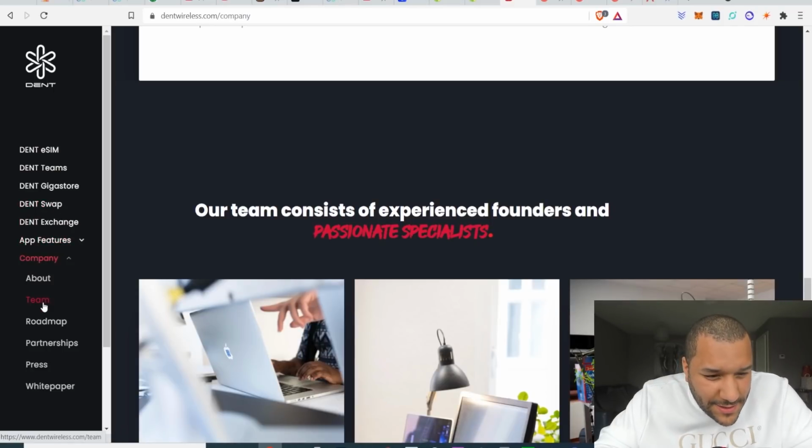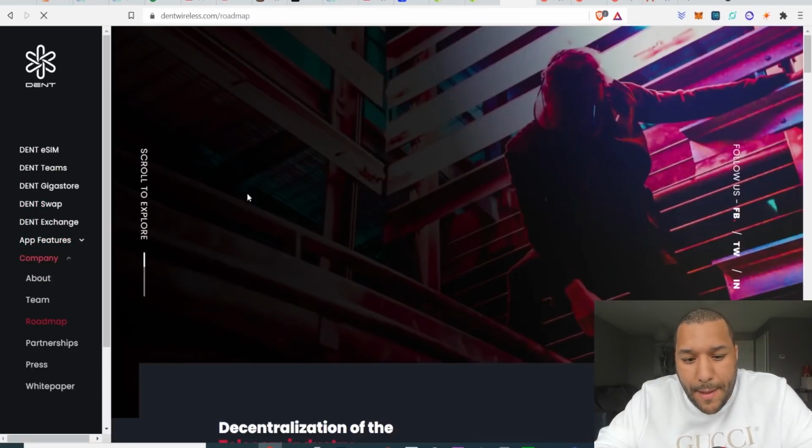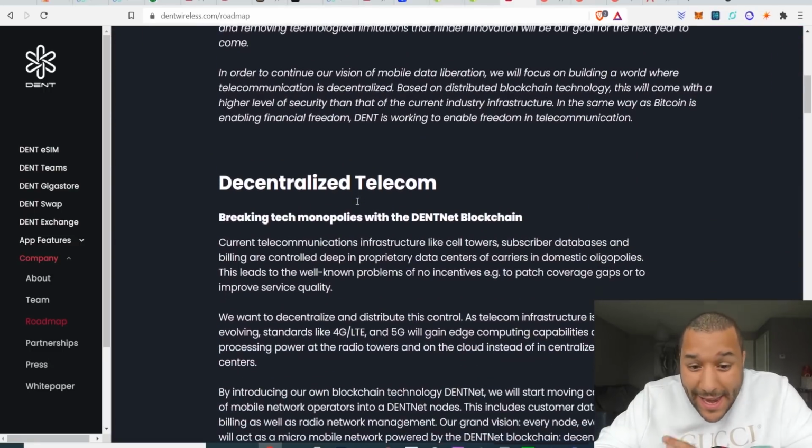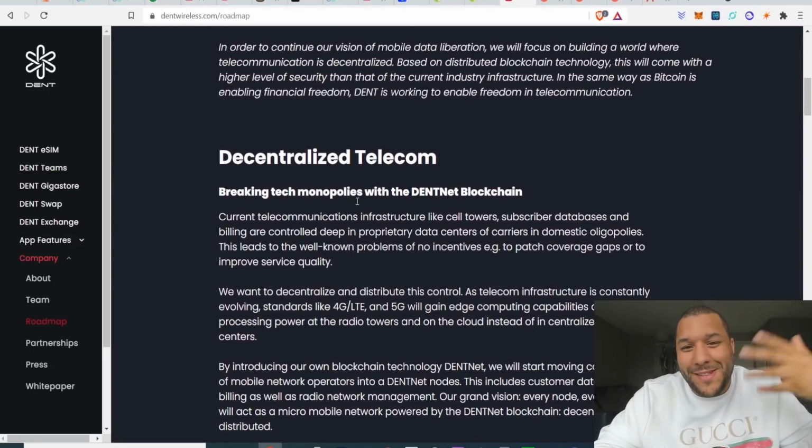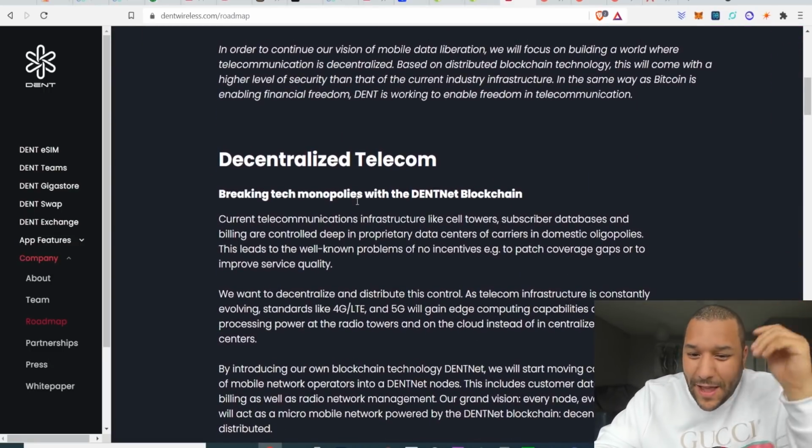Just to quickly see if there's anything else, let's have a look at their roadmap real quick.